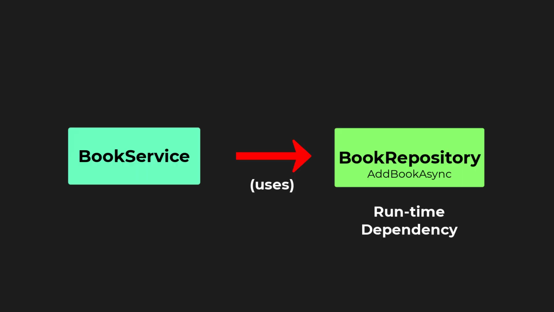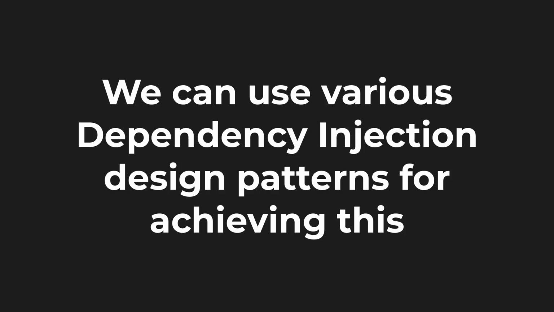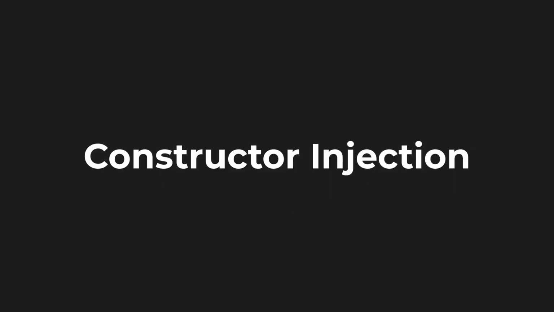But what about the runtime dependency? A BookService object still needs to use a BookRepository object at runtime. Well, enter dependency injection. We can use various dependency injection design patterns for achieving this. For example, we can use constructor injection.